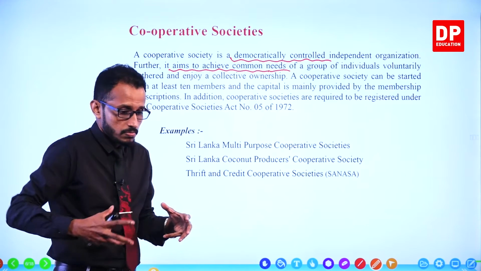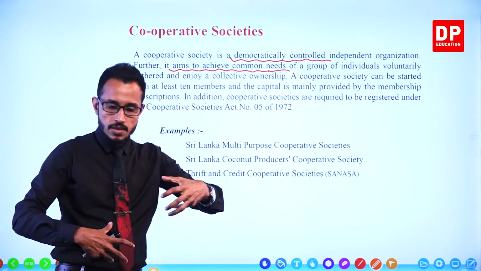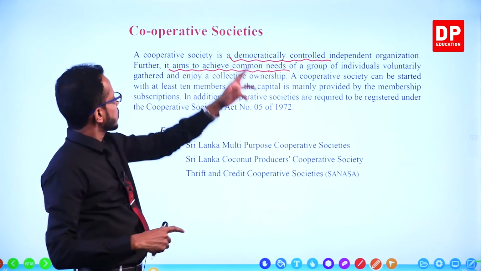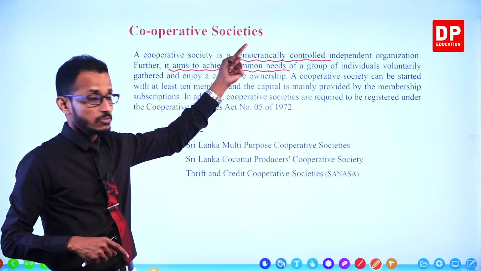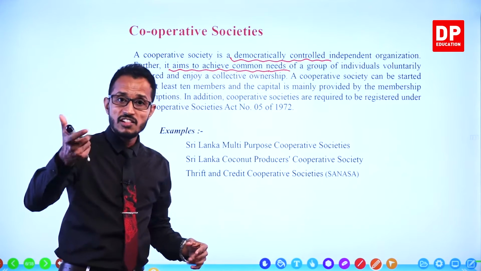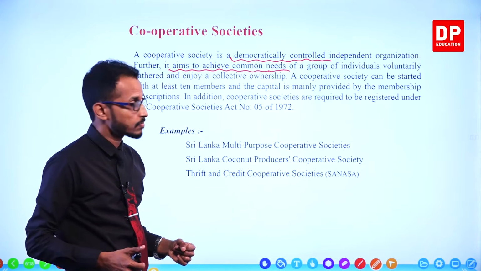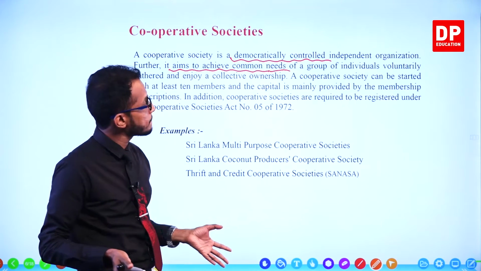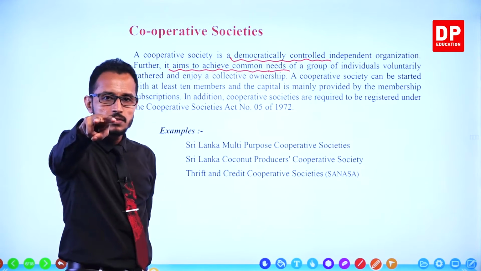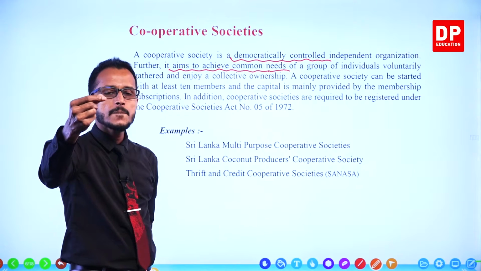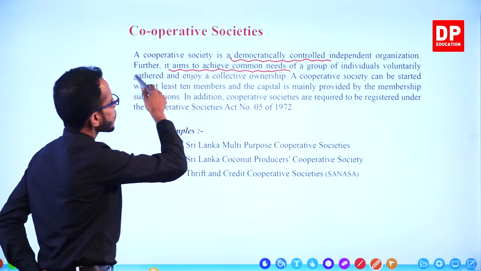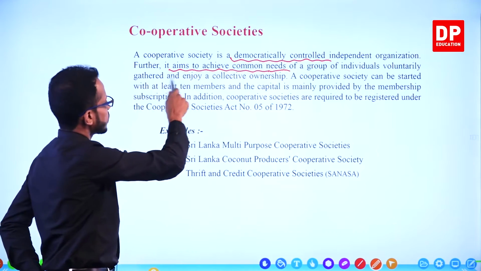Voluntarily, that means people, they get together and they form this type of organization, a cooperative. And their objective is to achieve their common needs, their welfare. Okay. Everybody's welfare. And they don't aim to earn profits. That's right, children. Good. So, groups of individuals voluntarily gathered and enjoy collective ownership.